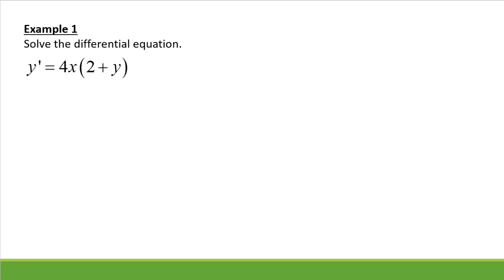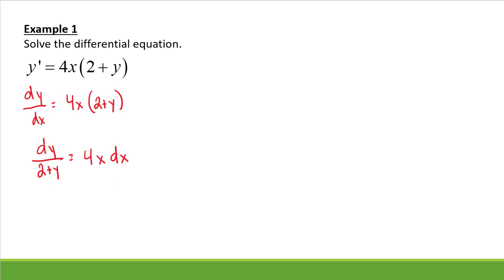Our first example here: we want to solve this differential equation. And in the previous video and just in general, I always talk about solving differential equations by separation of variables. So you have dy dx equals 4x times the quantity 2 plus y. Now what you want to get is any term that has a y in it next to your dy, any term that has an x in it next to your dx. So you divide out the 2 plus y and you multiply over the dx. And then you can integrate.